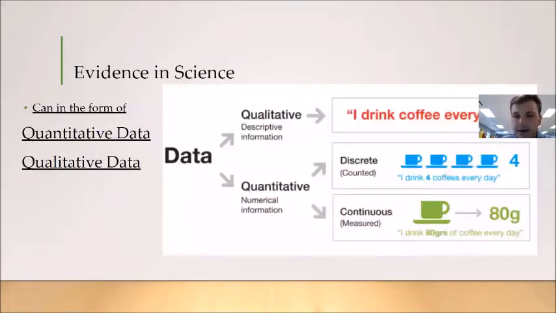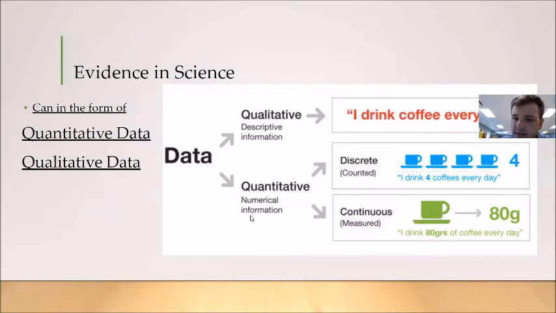All right, and then we have 2 types of data and or evidence in science, and that's going to be the qualitative data and quantitative data. I know over here it says quantitative first and then qualitative, but over here it's the opposite.